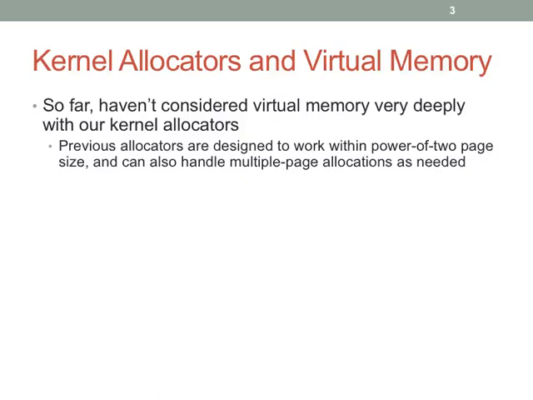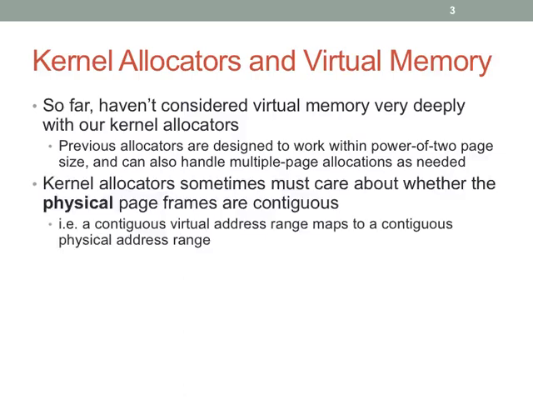So first thing is that we haven't talked about virtual memory. Virtual memory is actually really important in operating system kernels. So we need an allocator that's virtual memory aware. And so that's one of the things we're going to talk about.